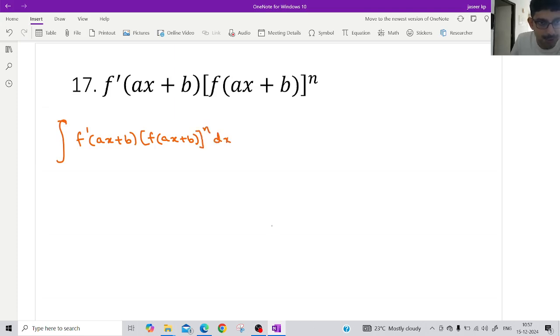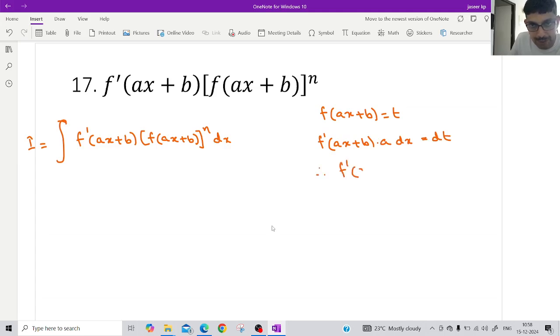This is also using substitution. So take f of ax plus b as t. So the derivative will be f dash of ax plus b into a dx equal to dt. So therefore f dash of ax plus b dx equal to dt by a.